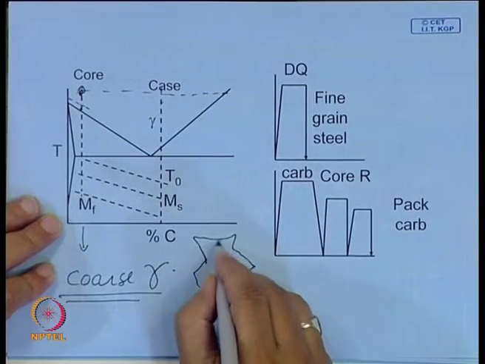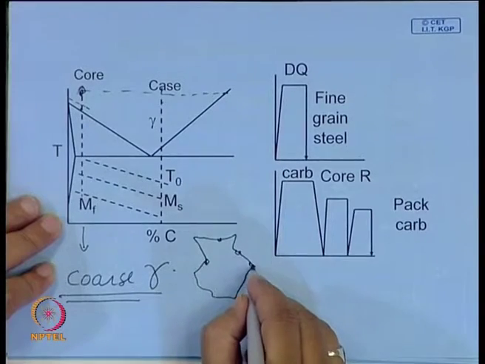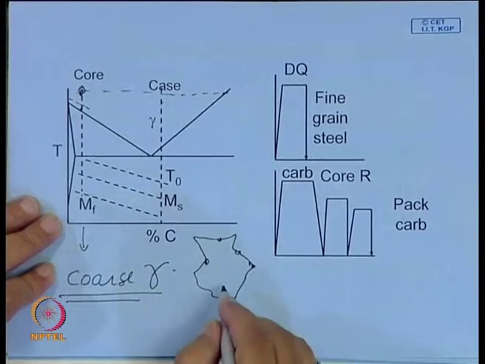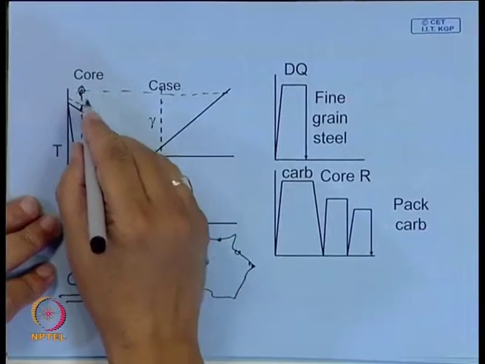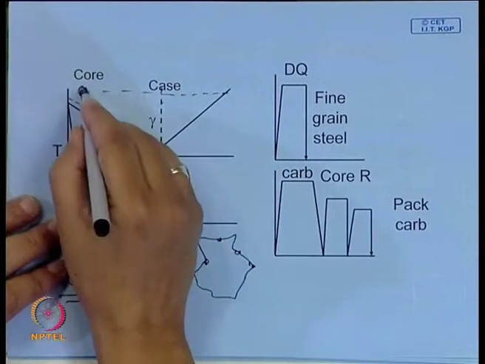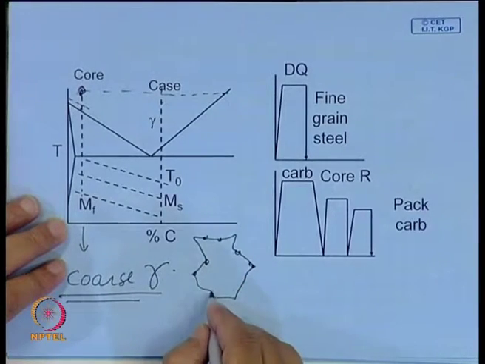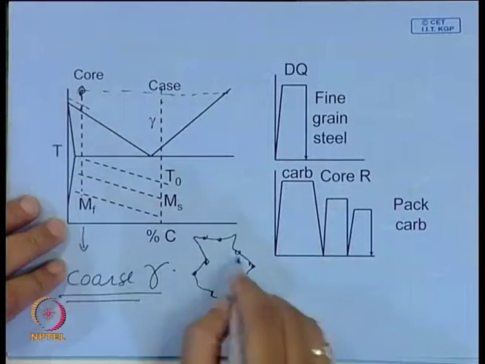the sites for pearlite or diffusion product to form reduce. So, therefore, its hardenability increases. So, it is quite likely that if you directly quench from this particular temperature, you may have a problem. Sometimes the core can also get hardened.